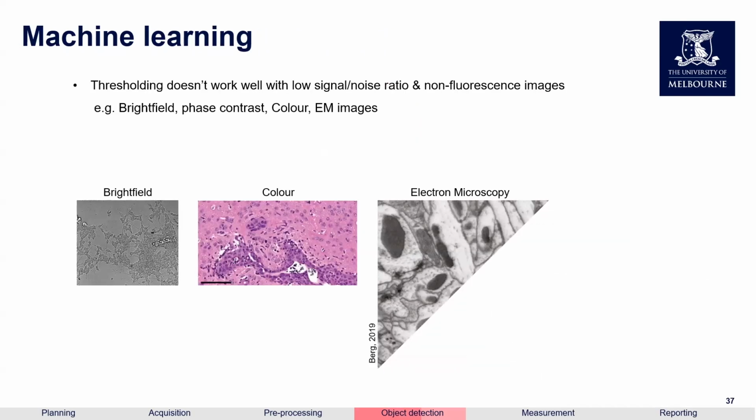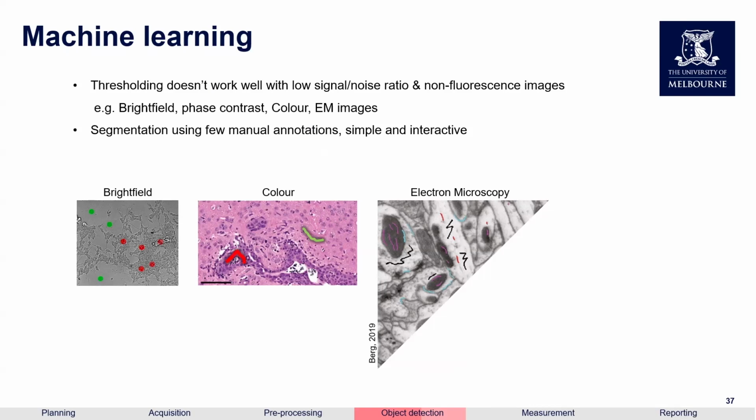But still, this type of conventional thresholding struggles with low contrast or non-fluorescence images such as bright field, phase contrast, color image, or electron microscopy images. So in this case, machine learning can help. In machine learning, the user annotates a small number of pixels manually using something like a brush tool. And this is typically quick and very interactive.